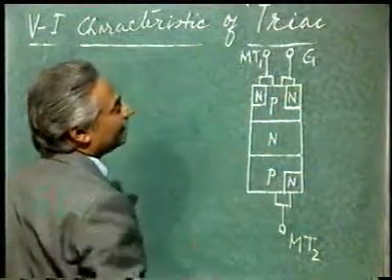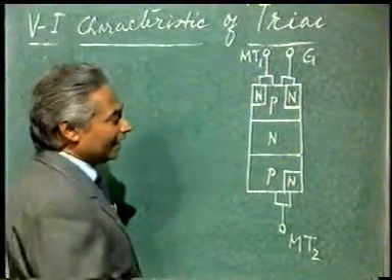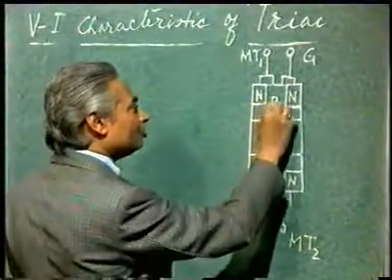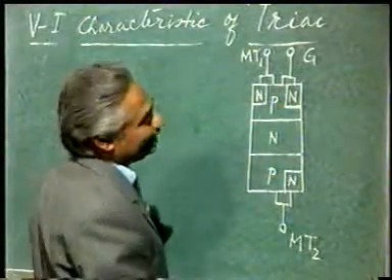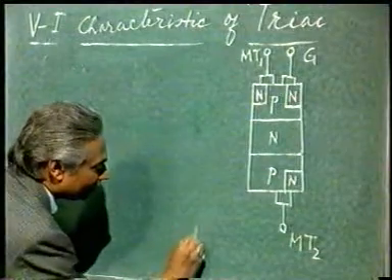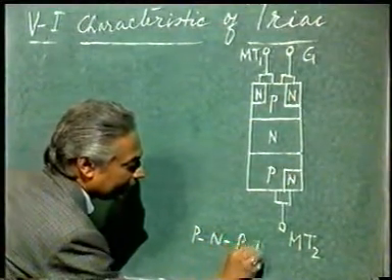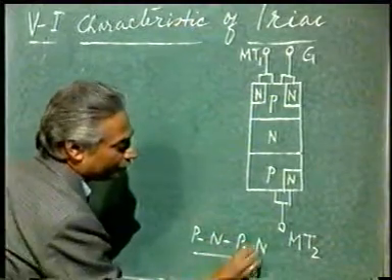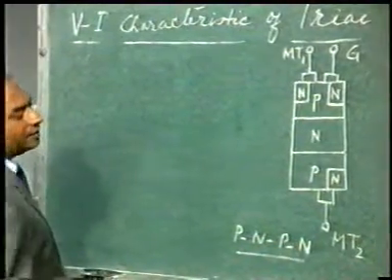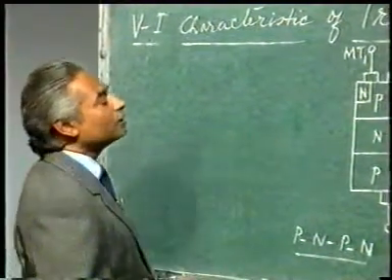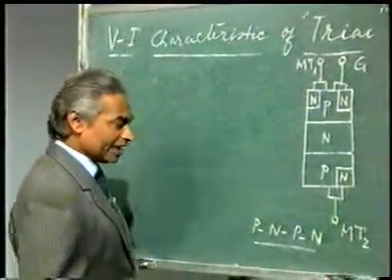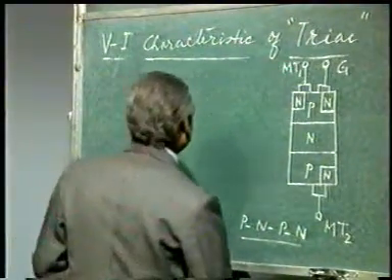These 3 small n layers will form another big n layer. So, in all there will be 2 P layers and 2 n layers. So, it becomes a PNPN type of 4-layer semiconductor device. So, this is all about the layer diagram of a TRIAC. Now, let me draw the VI characteristic.